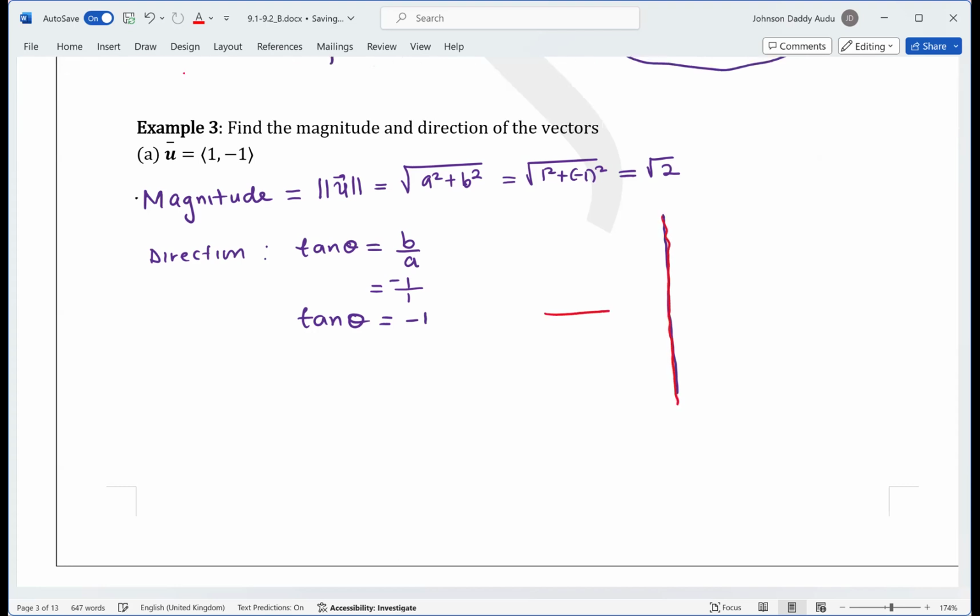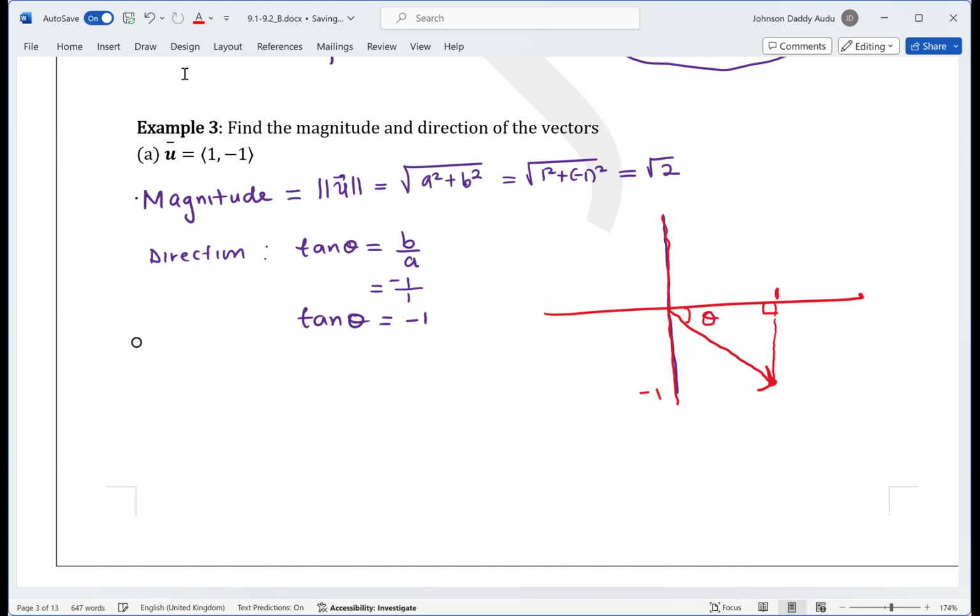Because we need to know the terminal where the vector is. This vector, the horizontal component is positive, and the vertical component is negative. So it's going to be somewhere here. This is going to be 1, and this is going to be minus 1. So we have this one, right? Now, if we do this, we can find this one. We can draw this is going to be our theta, right?